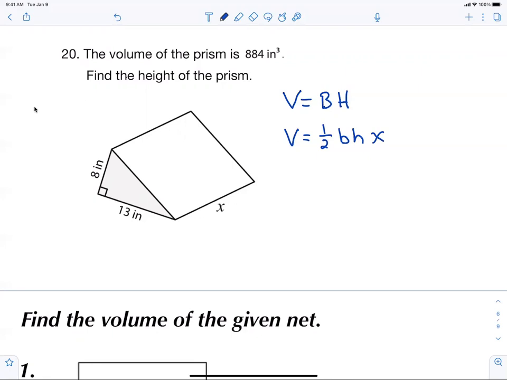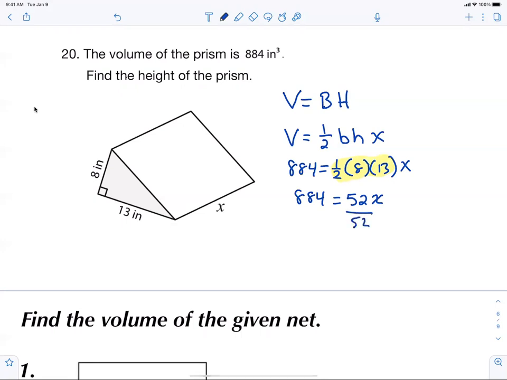Now, someone tell me, what's the base and height of the triangle? And what's the volume? 884 equals 1/2 times 8 times 13 times X. Now I need someone to tell me what 1/2 of 8 times 13 is. Is that right, 52? So now I want 884 equals 52X. And then we just divide by 52. And so it's what? 17 what? Yes, 17 inches. All right, I feel pretty good about that.